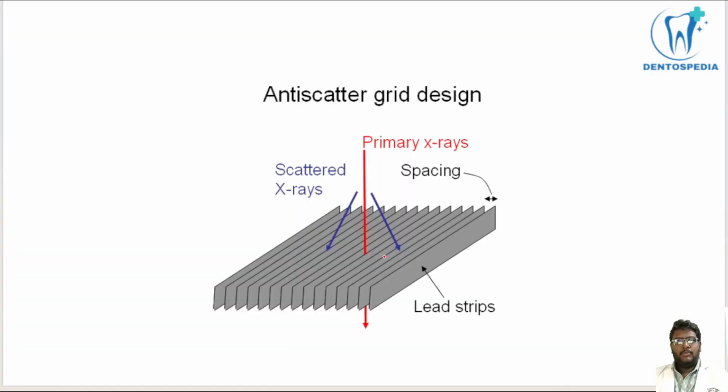So scattered photons make the film foggy in nature. Okay, we can't see the structures clearly if there is any film fogging. So that's why we have to eliminate the scattered radiation. Okay, and the purpose of the grid is to eliminate these radiations. And when we use these grids, we will get good clarity in the images. Okay, and these are commonly used in extraoral radiographic techniques.